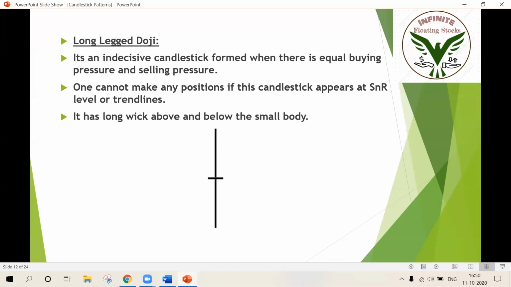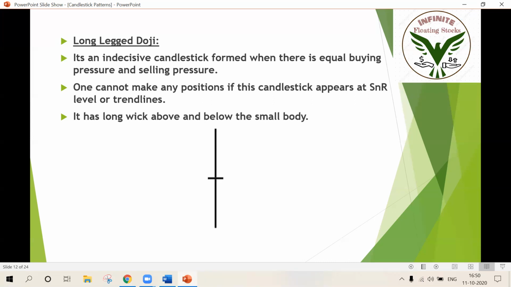We are digging the hole. Similarly, the price may go down when a gravestone doji appears. If a dragonfly doji appears, the price may go up. If a long-legged doji appears, the body will be in the middle. That means it's an indecisive candle. We cannot take any decisions depending upon a long-legged doji. Ignore this type of candlestick if it appears at support, resistance, or trend lines.